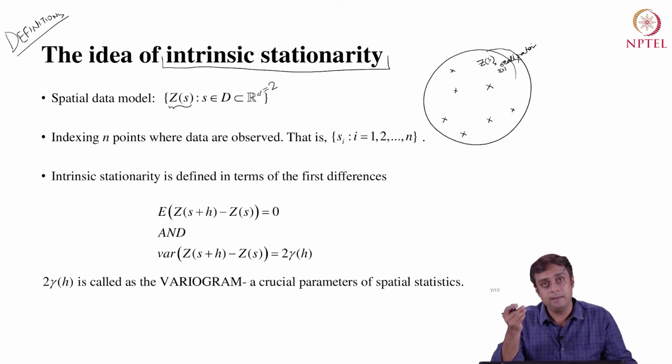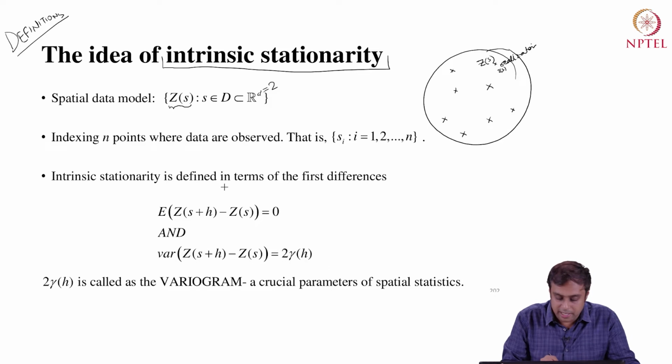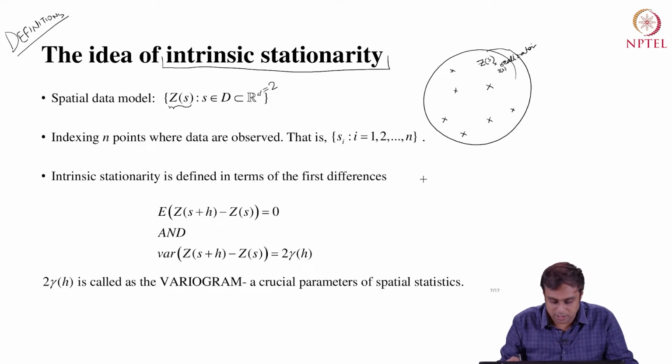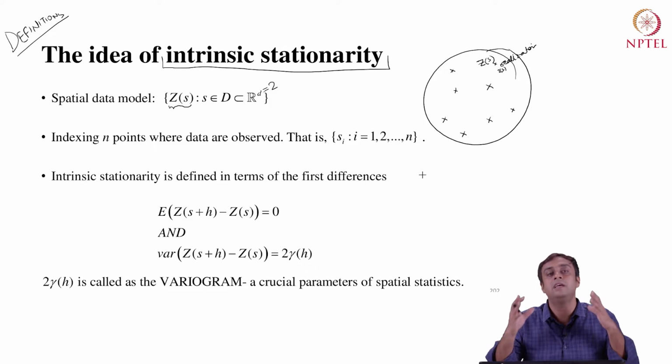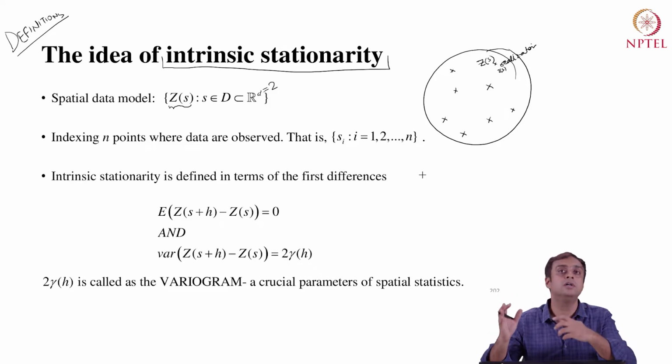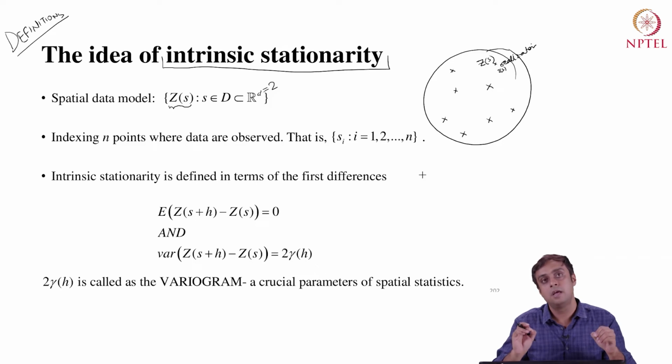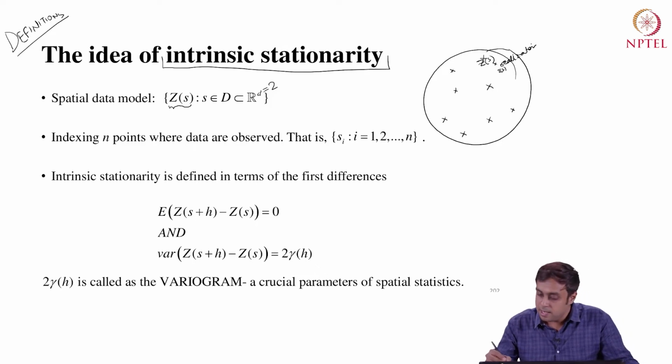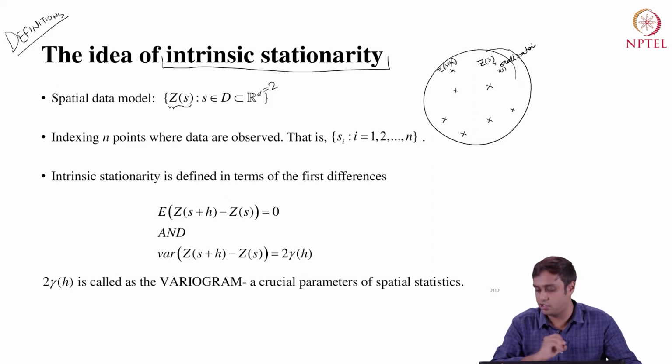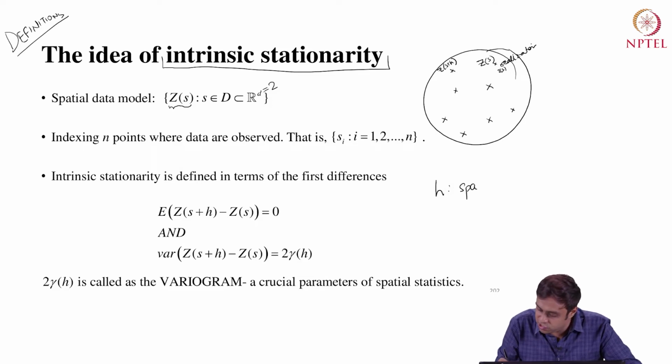Then intrinsic stationarity is defined in terms of the first differences. Intrinsic stationarity by definition is defined on the first differences. What is the first difference? Well, Z at location s and Z at location s plus h. What is h? h is the spatial lag.